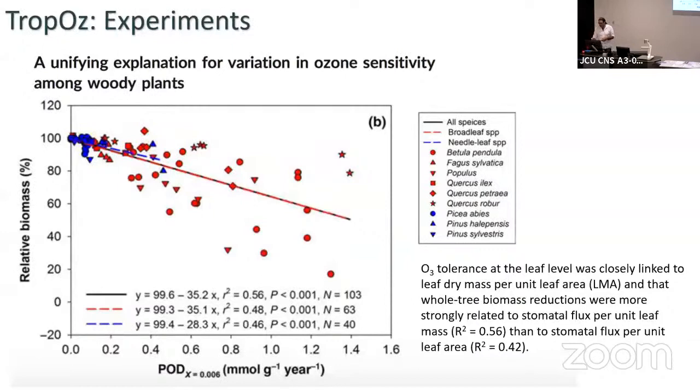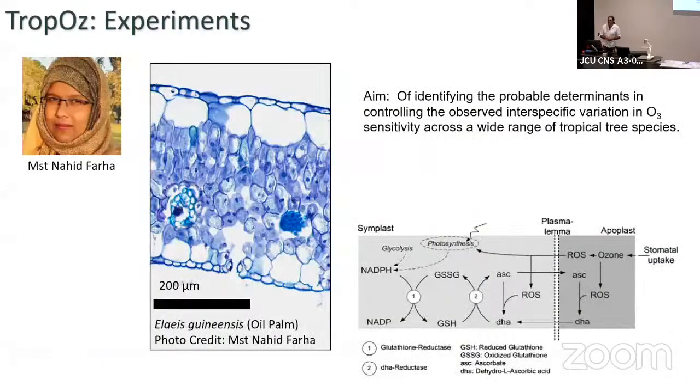And this is actually where our PhD student Nahid comes in. I'm not gonna talk about her results, but she's actually investigating that variation. Why is it that when you account for everything else, there's still variation? And so she's looking at a couple of very likely factors that might determine plant sensitivity. In particular, micromorphological structures, basically the cell wall thickness, cell packing, the arrangement of cells, but also the chemical defenses that plants can employ to help combat ozone.